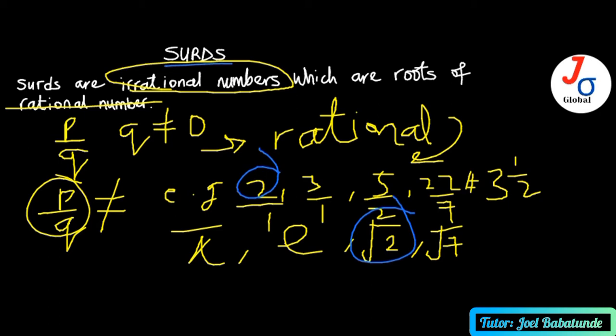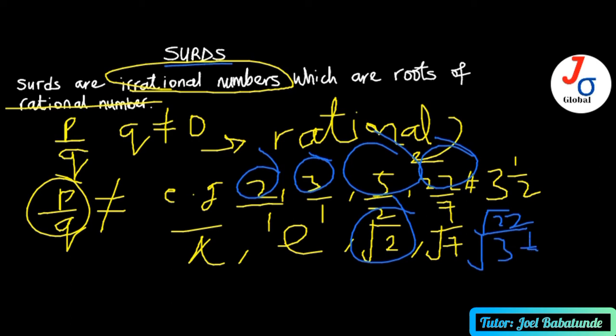So when you square root some rational numbers, you get a surd. If you have root 2, that's an irrational number, that's a surd. Root 3 is a surd. Root 5, it's a surd. Root 22, square root of 22, these are surds. Square root of 3.5, these are surds.